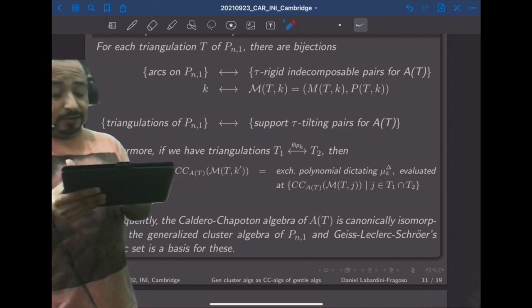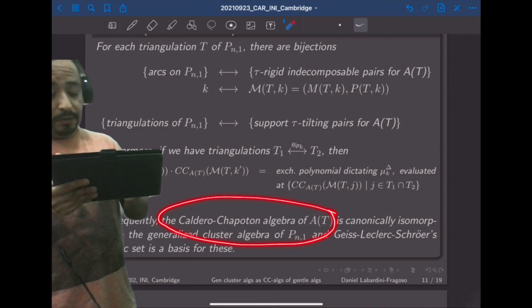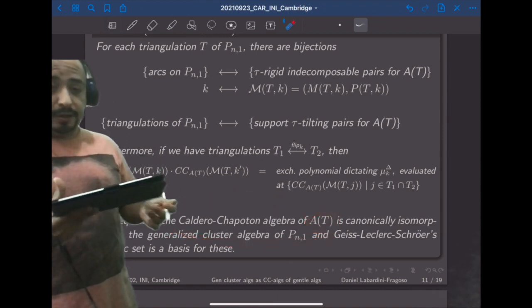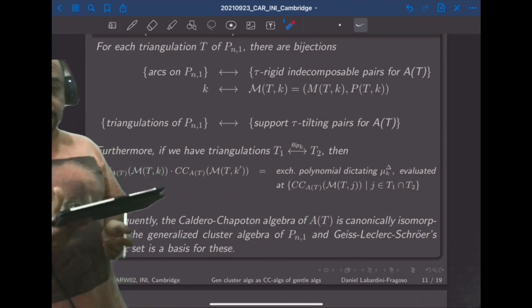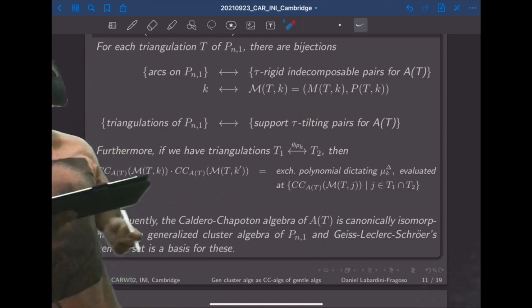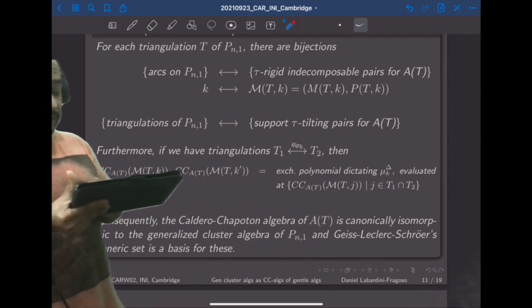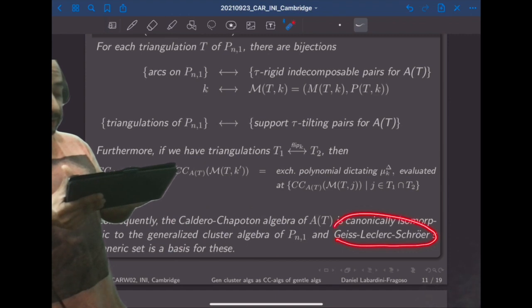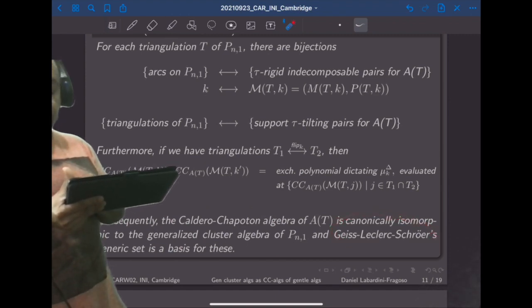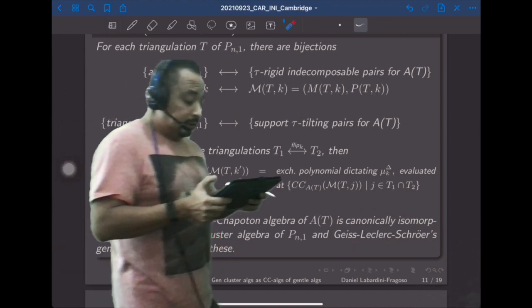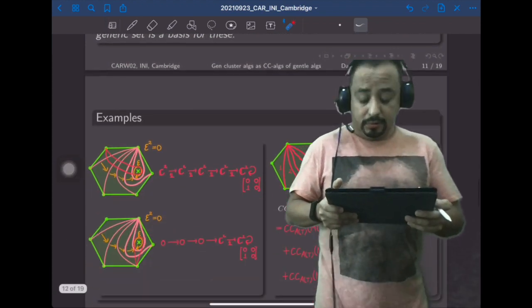And so the Caldero-Chapoton algebra of this gentle algebra, which is just the ring generated by the Caldero-Chapoton maps of the representations, is isomorphic to the generalized cluster algebra of Chekhov-Shapiro. And the set proposed by Gauss, Leclerc, Schroer as a basis, the so-called generic basis, is indeed a basis. So let me show you some examples.